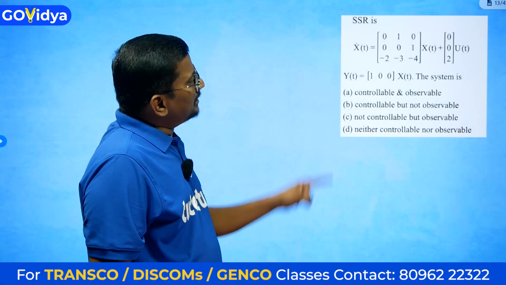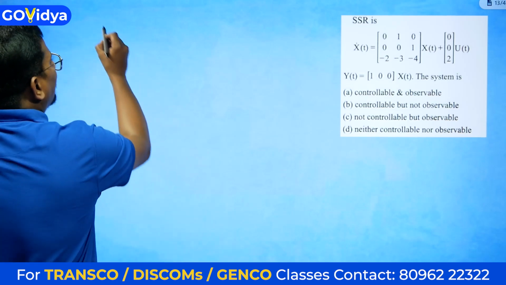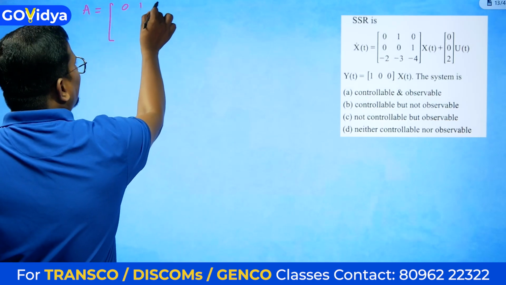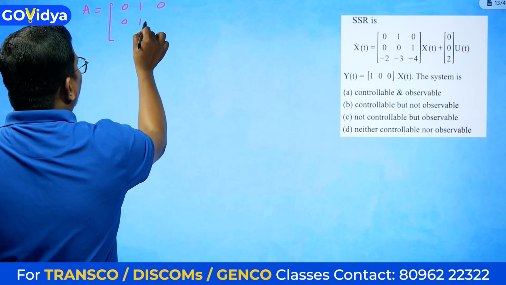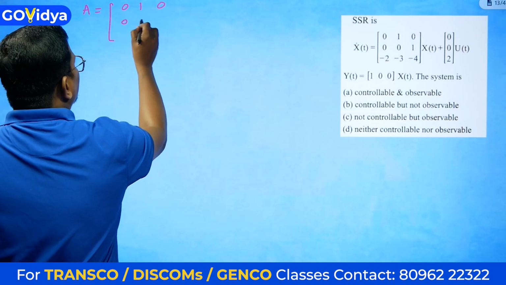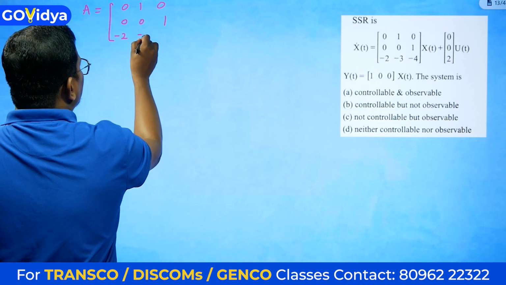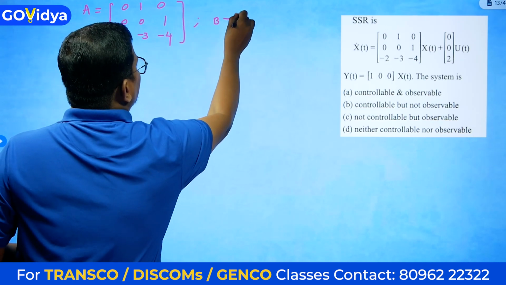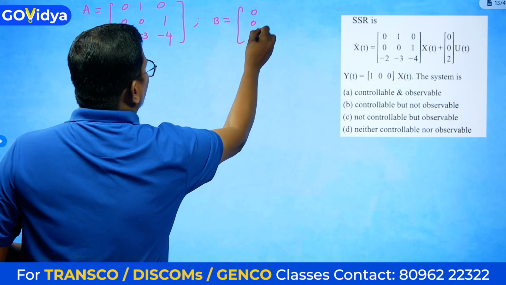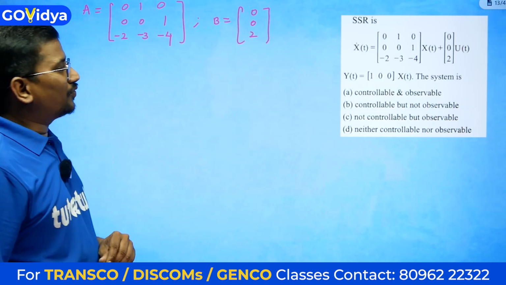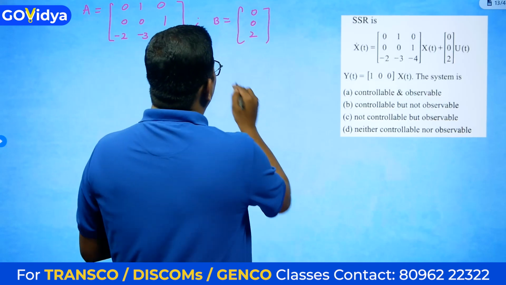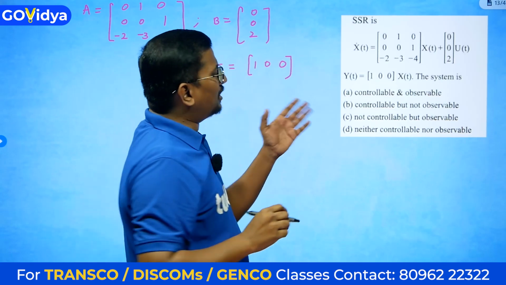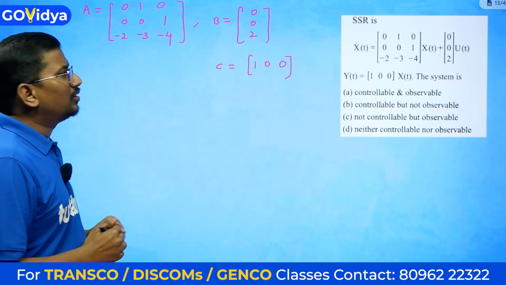Look at this matrix. The A matrix is 3 by 3. Very important: they want to kill your time by giving such questions. A matrix is 0, 1, 0, 0, 0, 1, minus 2, minus 3, minus 4, and the B matrix is 0, 0, 2. C also they have given. What are they asking? Check whether it is controllable, observable, yes or no.